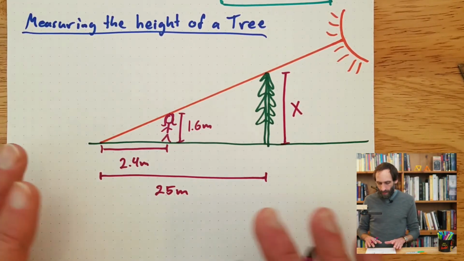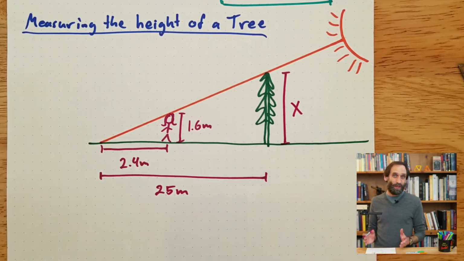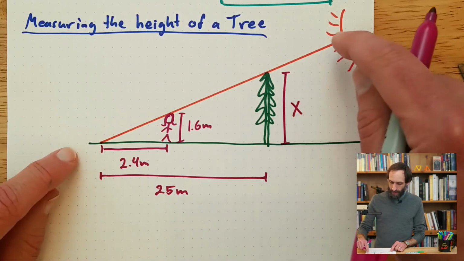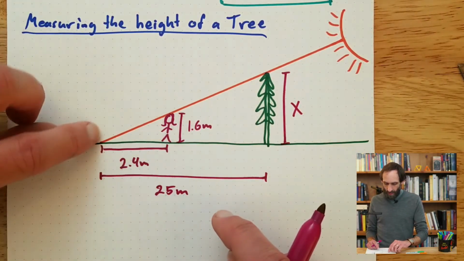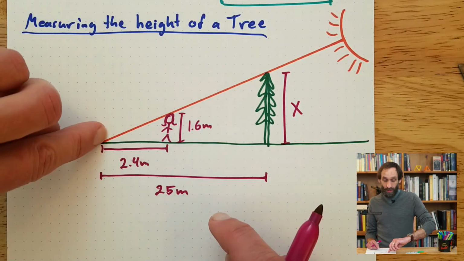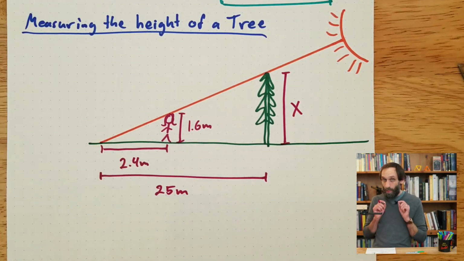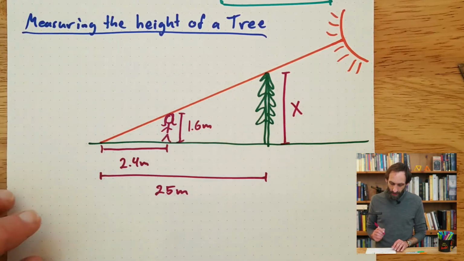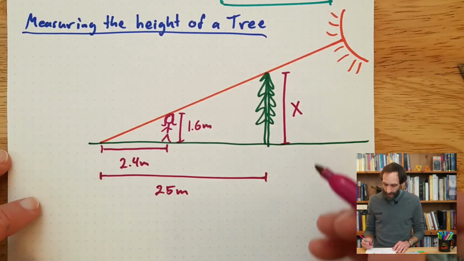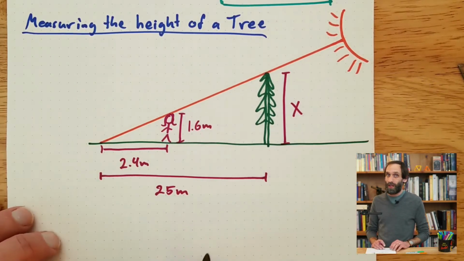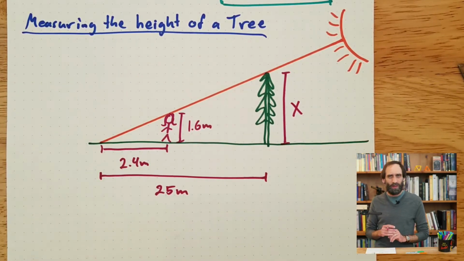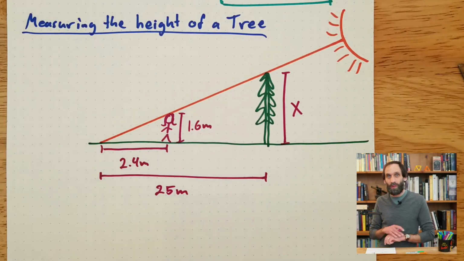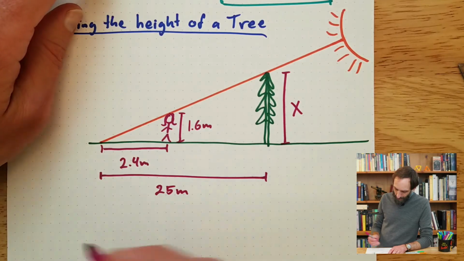Okay, so we look at this situation and we say, well, it does seem reasonable that if this ray of light from the sun is falling in such a way that these two shadows match up, that the proportionality, the ratio of the person's height to the person's shadow, should be the same as the ratio of the tree's height to the tree's shadow. Now, we haven't proven that, but it certainly seems reasonable. So let's go ahead and use that assumption at this point to estimate the height of the tree.